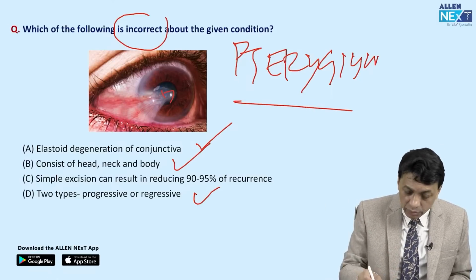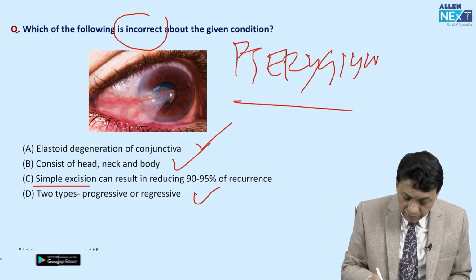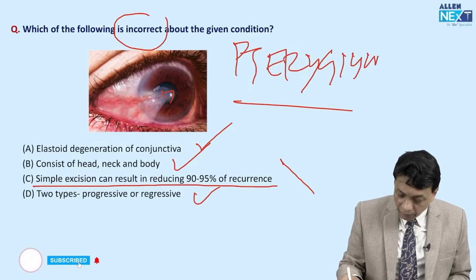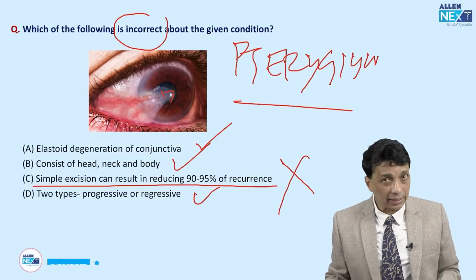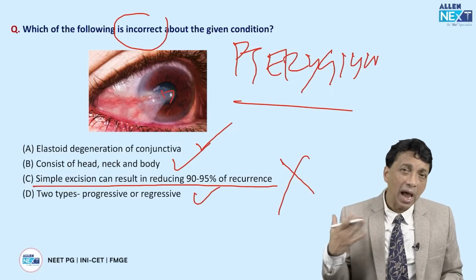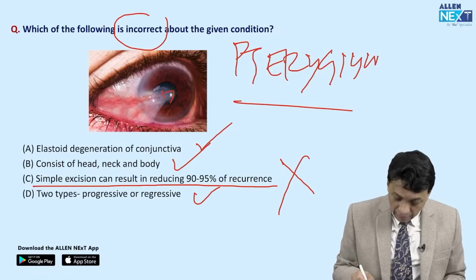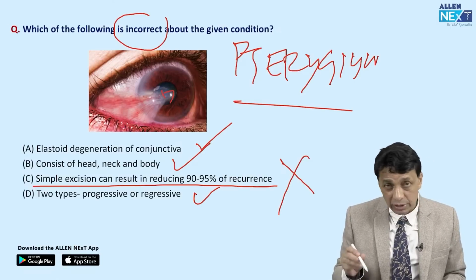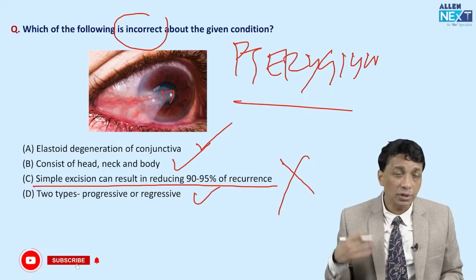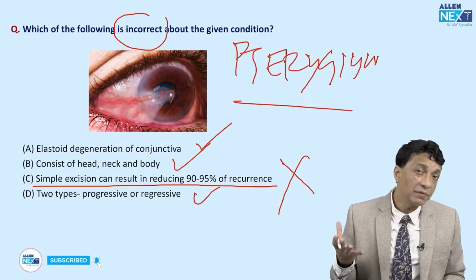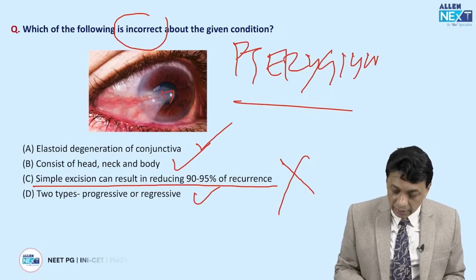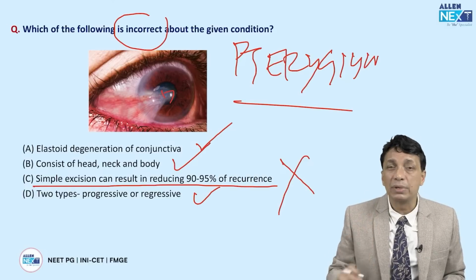And what is incorrect, which is what we want to know, is the simple excision can result in reduction of 95% of recurrence. Is incorrect. Remember, simple excision, the high rate of recurrence, the recurrence is almost 70%, okay? And simple excision does not reduce recurrence by 95% at all. In fact, it causes a very high recurrence rate, almost 70-75%. So this is incorrect. So what we do is not simple excision.